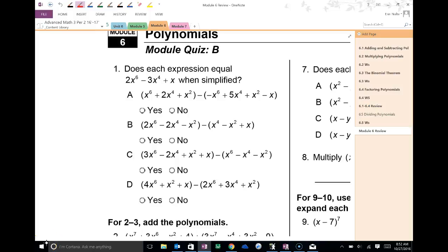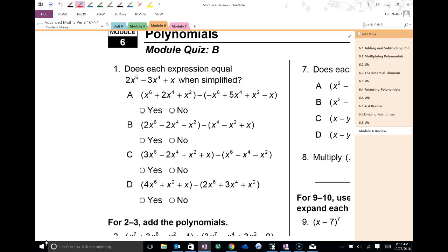Okay, so number 1 says, does each expression equal 2x to the 6th minus 3x to the 4th plus 1 when simplified? Okay, so basically all we have to do is simplify each of the little pieces and see if that's equal to the one above, right? Okay, so on A, how many x to the 6th do I have?